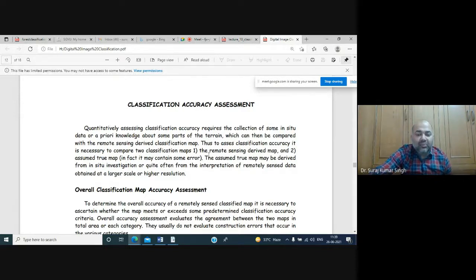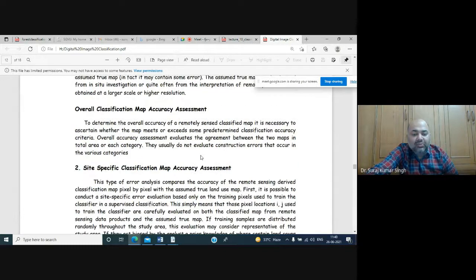For that you have to perform classification accuracy assessment on your classified image. First you have to derive the map, and then you have to derive the true map. Then you have to calculate the overall accuracy of the map. That is known as accuracy assessment.